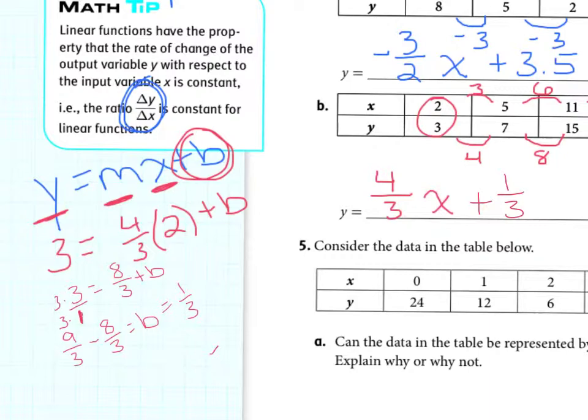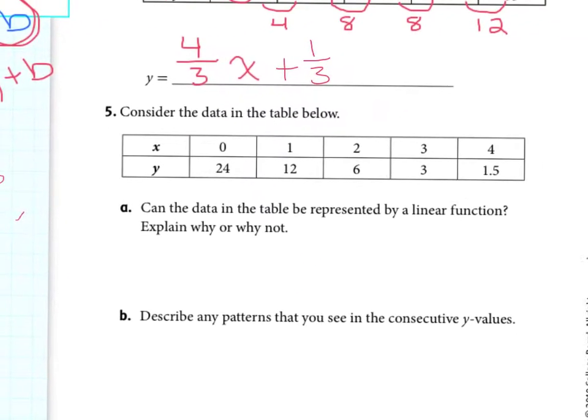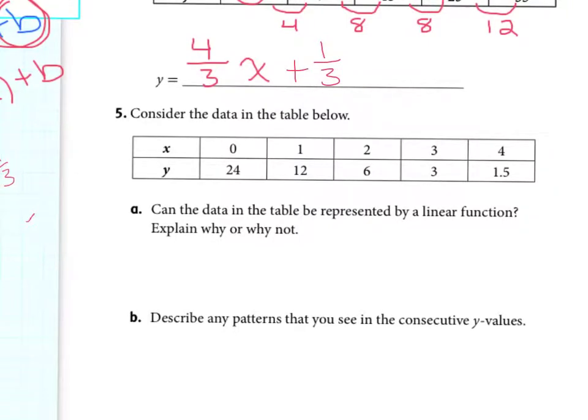What about this next table? Let's see. So the change in y over the change in x, we're hoping that it's constant. So that's easy on the x's. They're going up by 1 each time, right? What about my y's? Well, this one is going minus 12, minus 6. Uh-oh. It's not. It's not a constant rate of change. So this cannot be represented by a linear function.